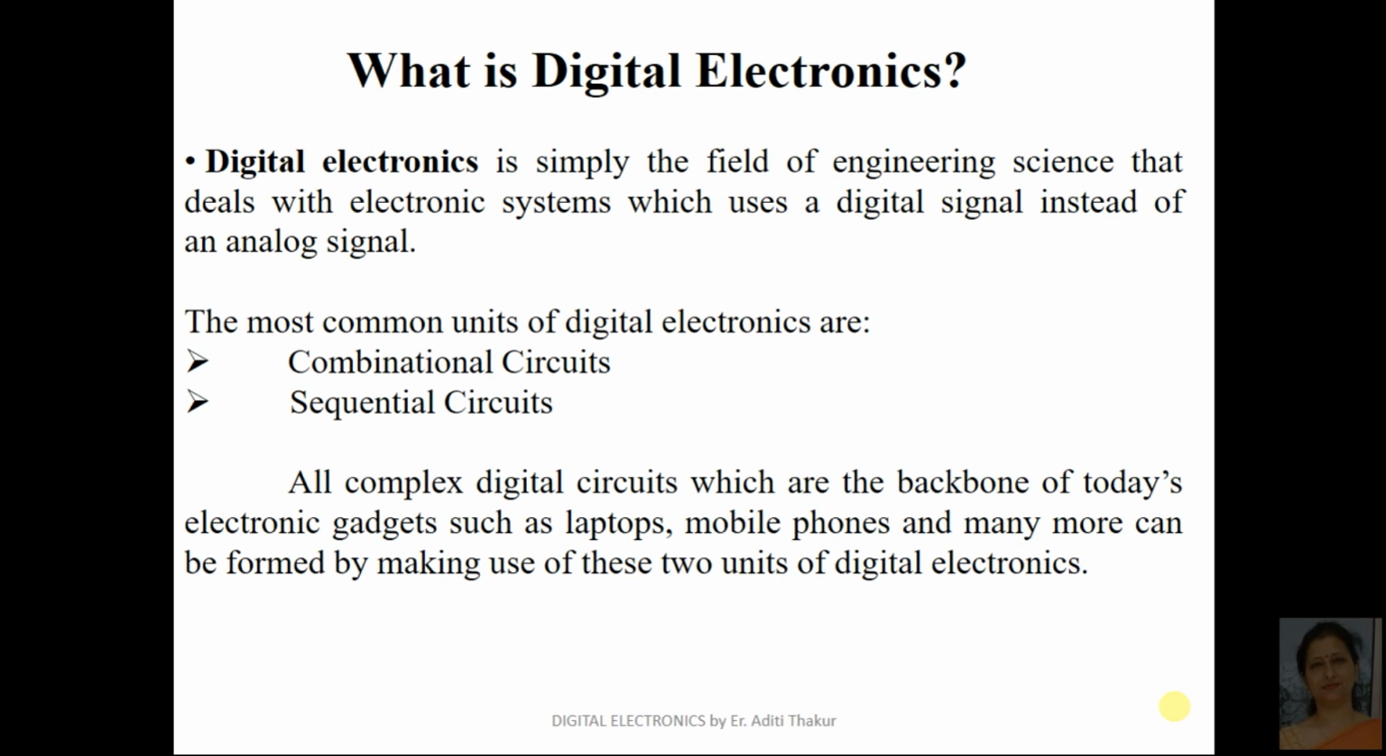Now, all the complex digital circuits, which are the backbone of today's electronic gadgets such as laptops, mobile phones, and many more, can be formed by making use of these two units of digital electronics.